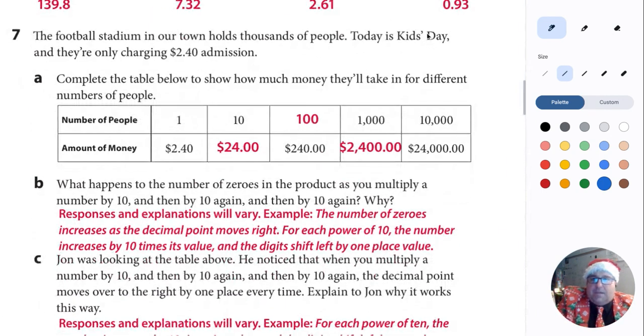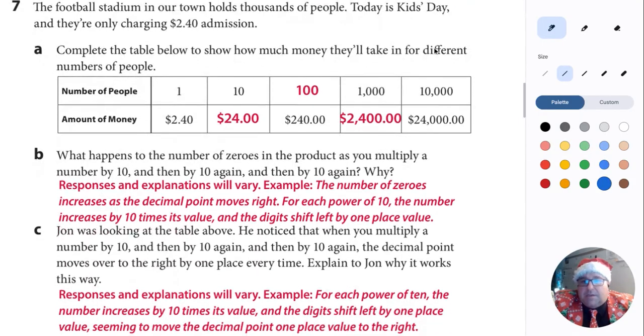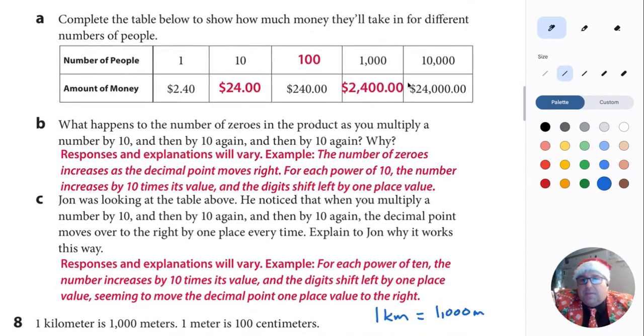Okay. Number 7. The football stadium in our town holds thousands of people. It's Kids Day, and they're only charging $2.40 per admission. So we just got a chart to fill out. So if one person goes, it's $2.40 because it's $2.40 for each ticket. If 10 people go, what happens if we multiply by 10?